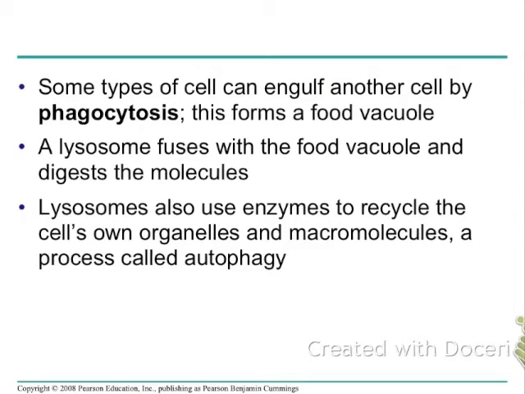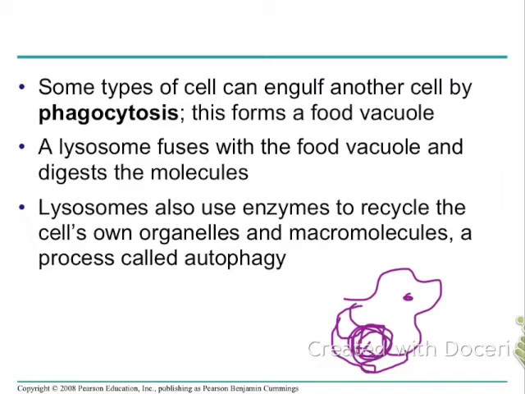Now, other things that happen with the lysosome: some types of cells can engulf another cell using phagocytosis. Phagocytosis is just the engulfing of large pieces of matter, and that will then form that food vacuole. Think about how an amoeba gets food, right? We know what an amoeba looks like, that little blobby, weird-shaped guy with a nucleus. As it sees a piece of food in its environment, it will extend these pseudopodia out until eventually it surrounds it, and now the food is in a food vacuole inside the body of the amoeba, and that will fuse with a lysosome and digest those molecules.